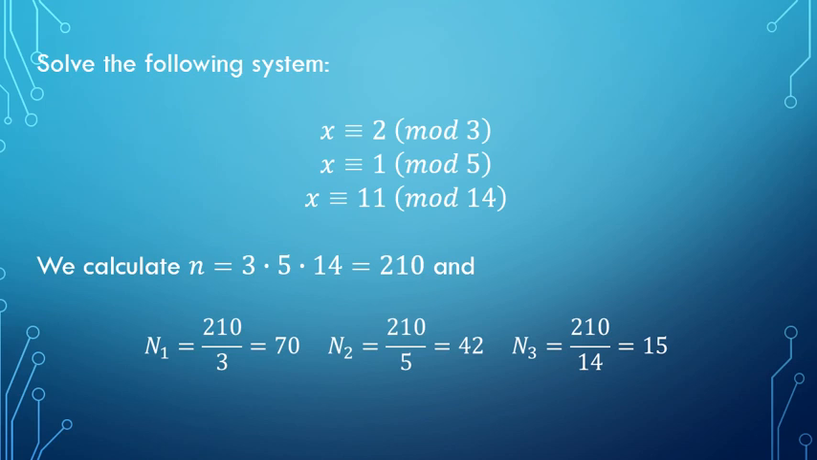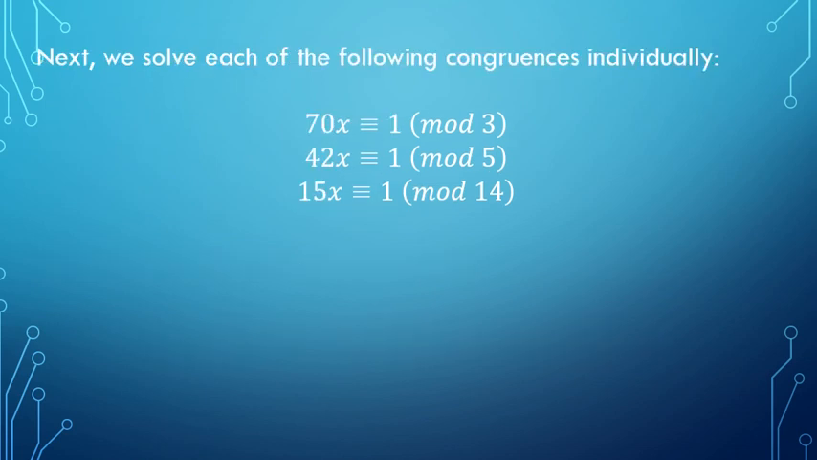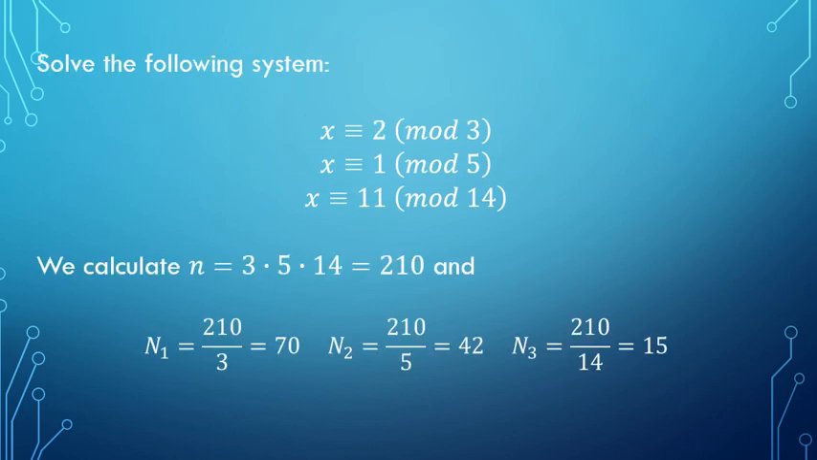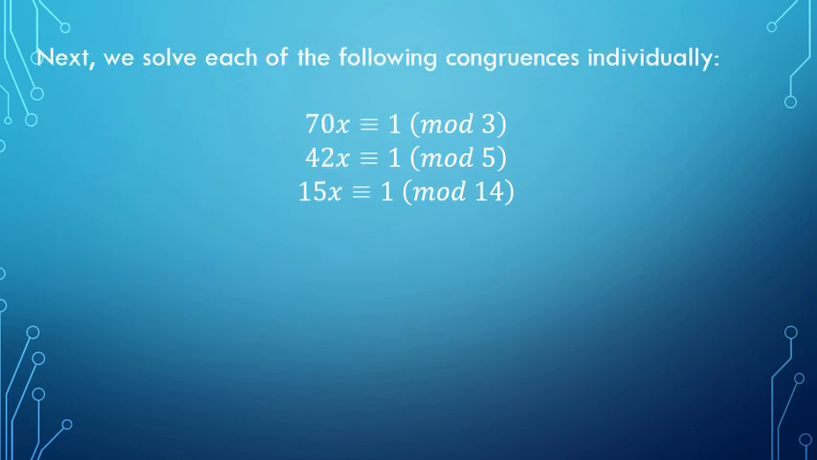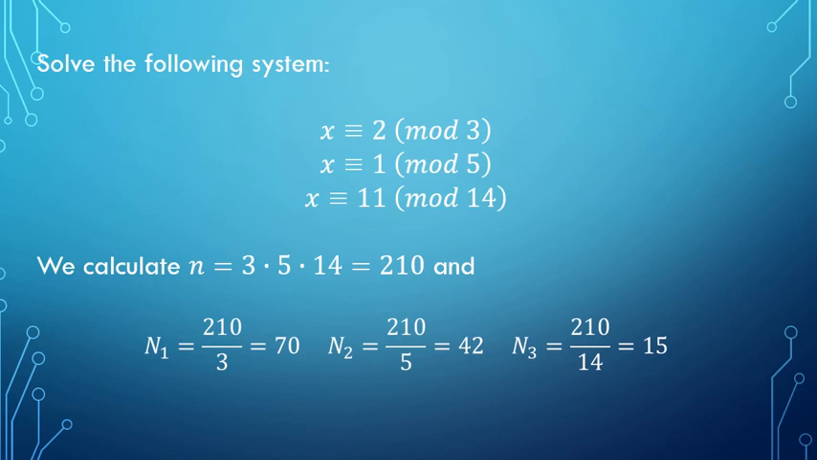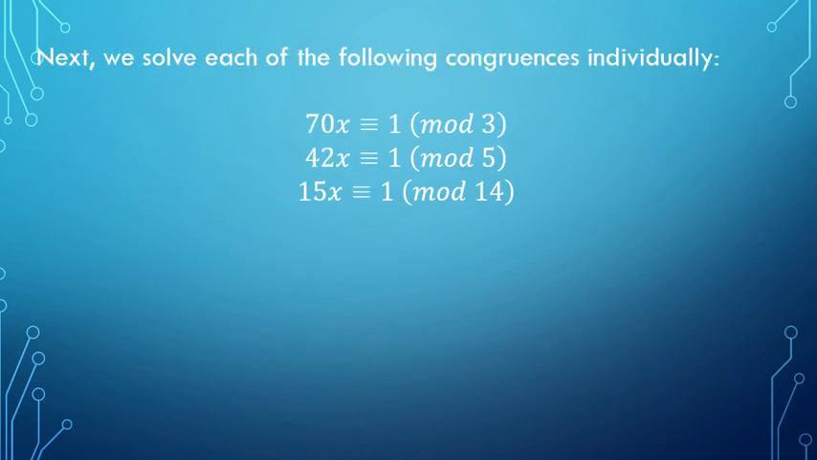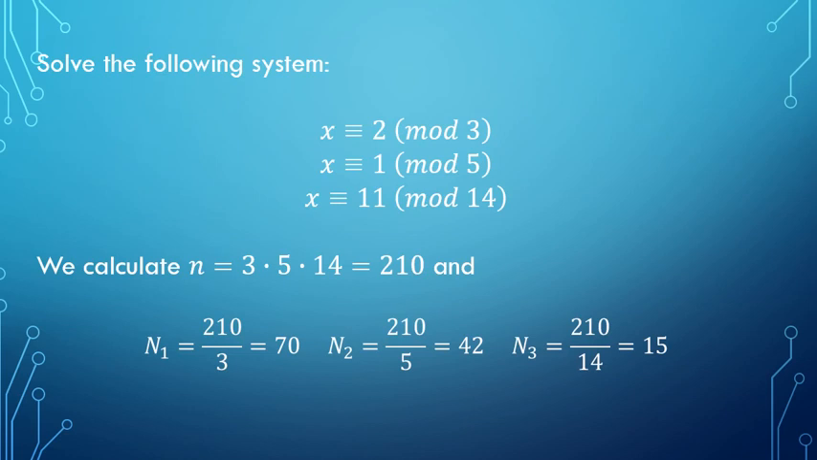So we're now going to set up three separate linear congruences that we need to solve on their own. It will be 70x is congruent to 1 mod 3. Again, we're still keeping the same n values. 42x is congruent to 1 mod 5. And then we're going to have 15x is congruent to 1 mod 14. Again, just sticking with those n values there.